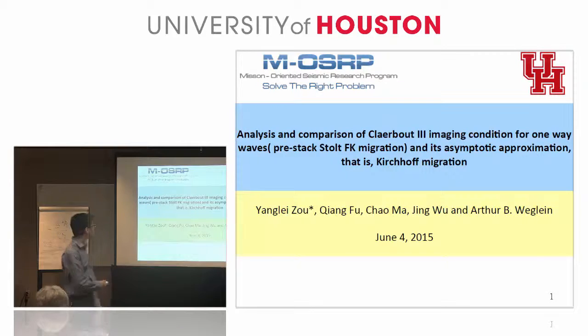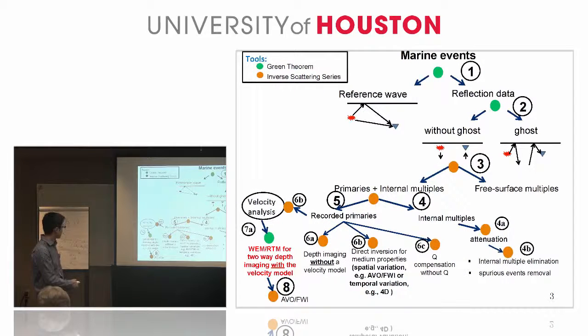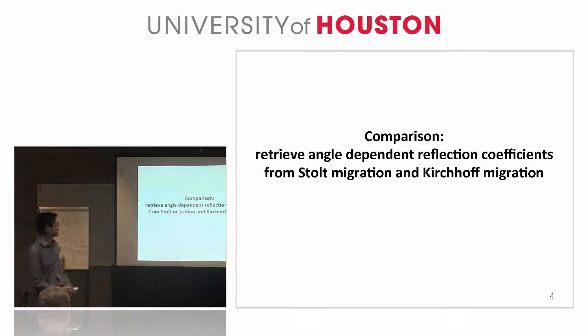Okay. First, I will take you through this slide, which shows where this talk fits in this processing tree. And in the first comparison, I will make a comparison between Stolt migration, which is Claerbout III for one-way wave, and Kirchhoff migration, and then retrieve the angle-dependent reflection coefficient from these two migration methods.